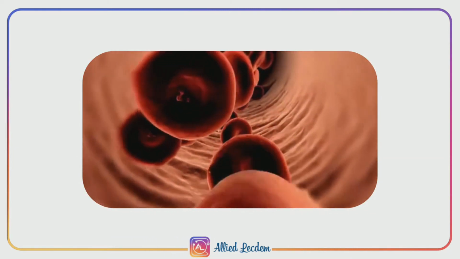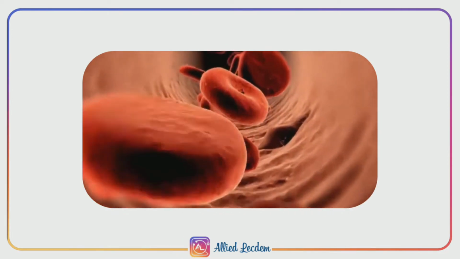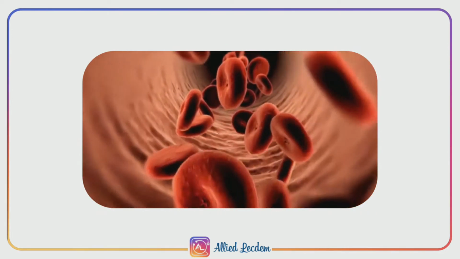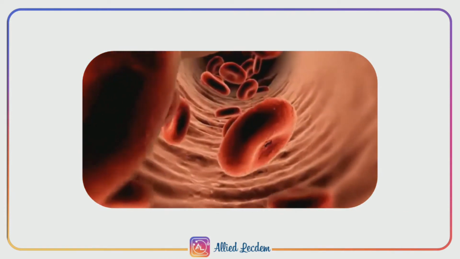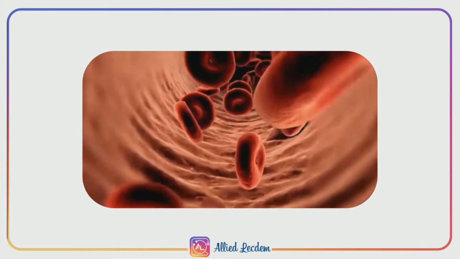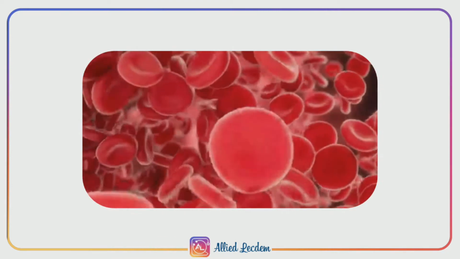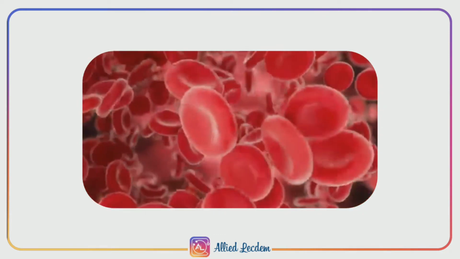Next, the decrease in RBC content is known as anemia and the increase in RBC content is known as polycythemia. Increase in WBC content is known as leukocytosis or leukemia. Decrease in the WBC content is known as leukopenia. Decrease in platelets is known as thrombocytopenia.